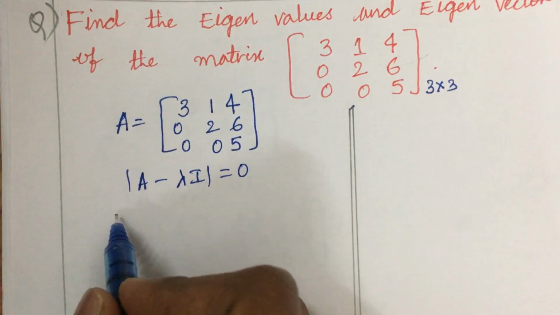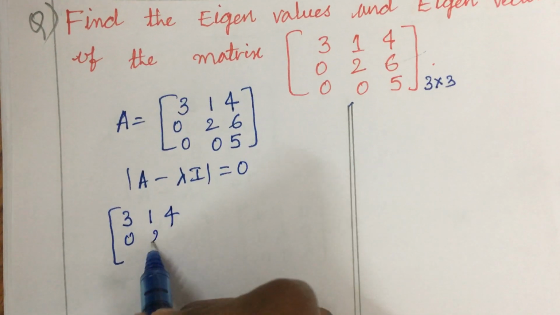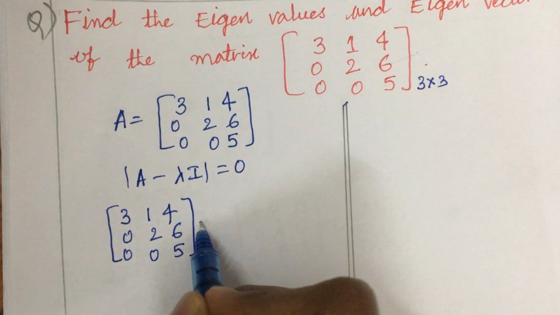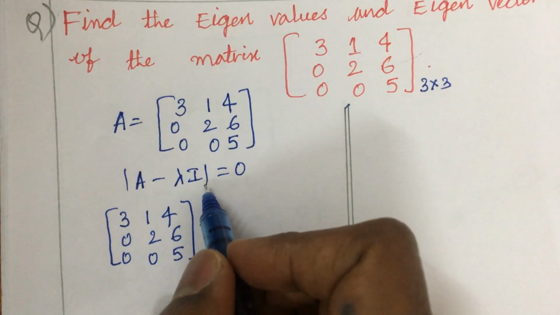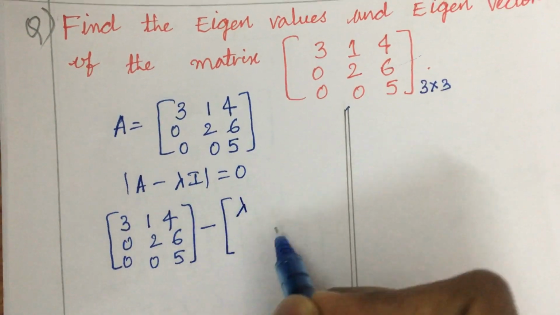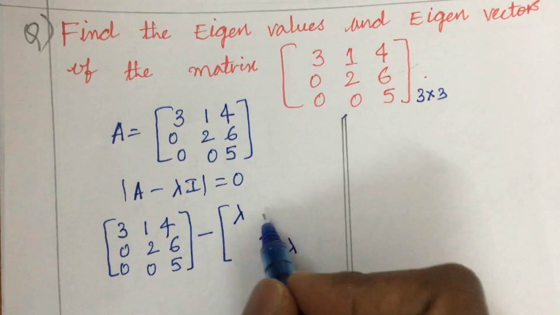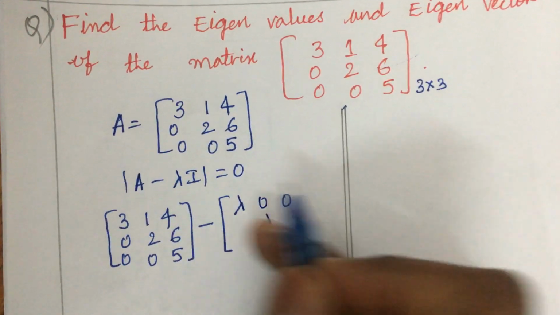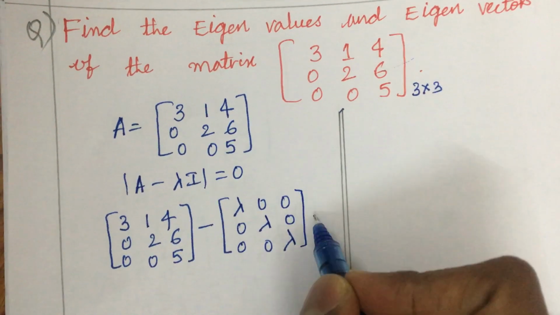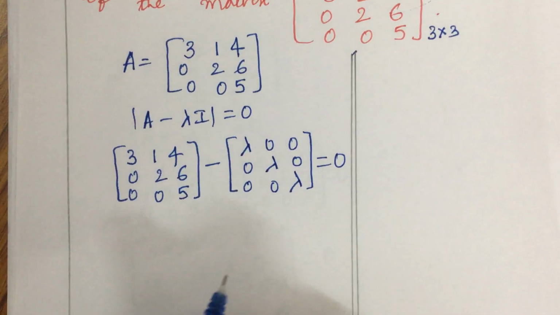Let's write matrix A once again: [3, 1, 4; 0, 2, 6; 0, 0, 5]. Lambda is a scalar, and I is the identity matrix where the diagonal elements are 1. When I multiply this with lambda, 1 into lambda is lambda, and all the remaining upper and lower triangular elements of the matrix are 0. So this is how we work out A minus lambda I to get the characteristic equation.